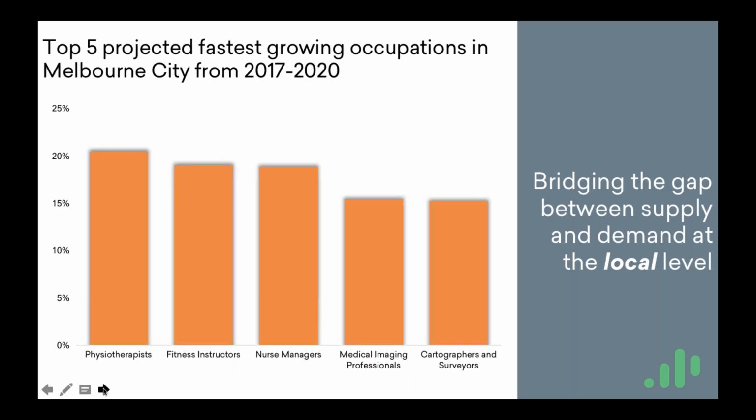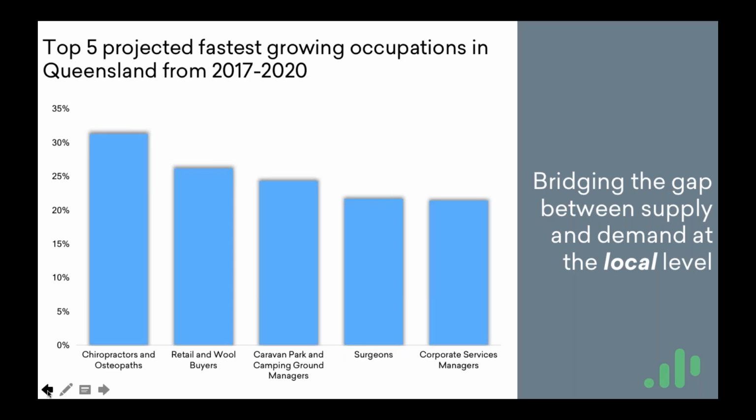And finally, the same data for a city. This time we're going to look at Melbourne. Same time period. Again, 5 fastest growing jobs, all growing at about 20% over the next couple of years, which again is pretty huge growth. And just look at those 5 jobs along the bottom. And I'm just going to flick back through the previous 2 slides. Just concentrate on the jobs at the bottom there.